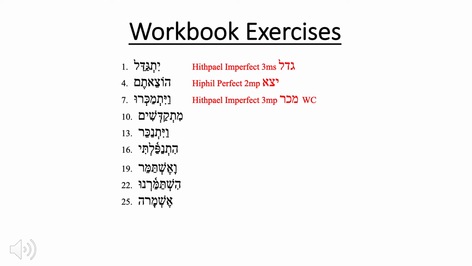Number 7 does have the tav after the yod. We have a vav consecutive, followed by the yod plus the hirik plus the tav, yit. So this is a Hithpael. We have the dagesh in the kaf as a confirmation. This is a third masculine plural because we have the yod prefix and the shureq suffix. How about number 10?